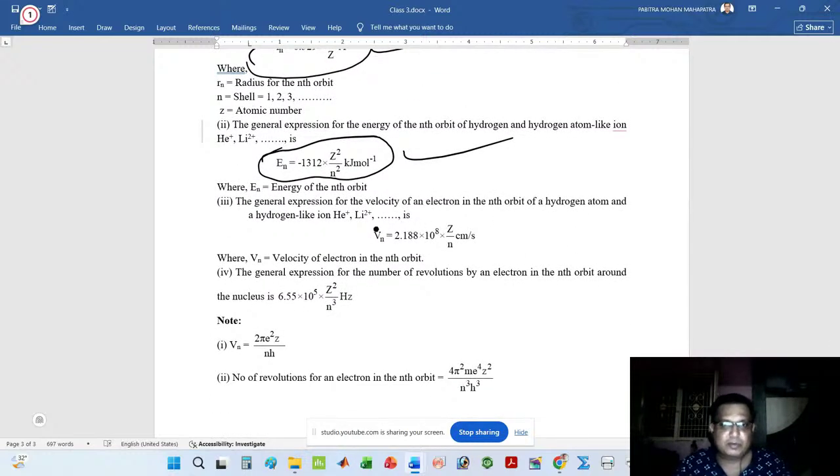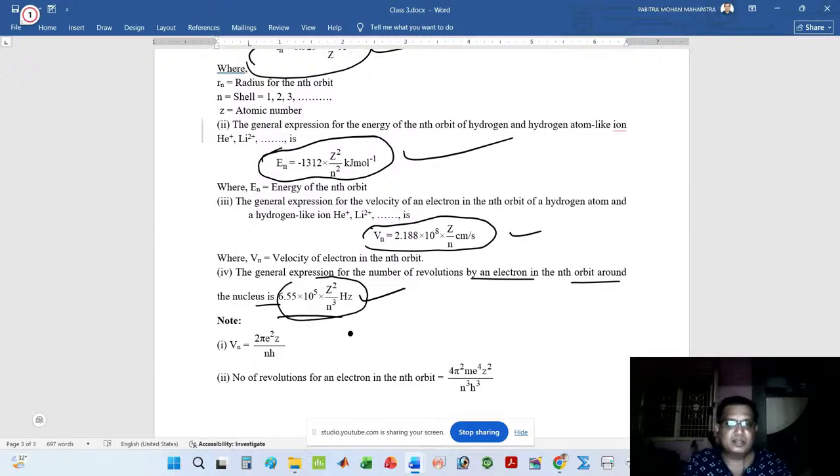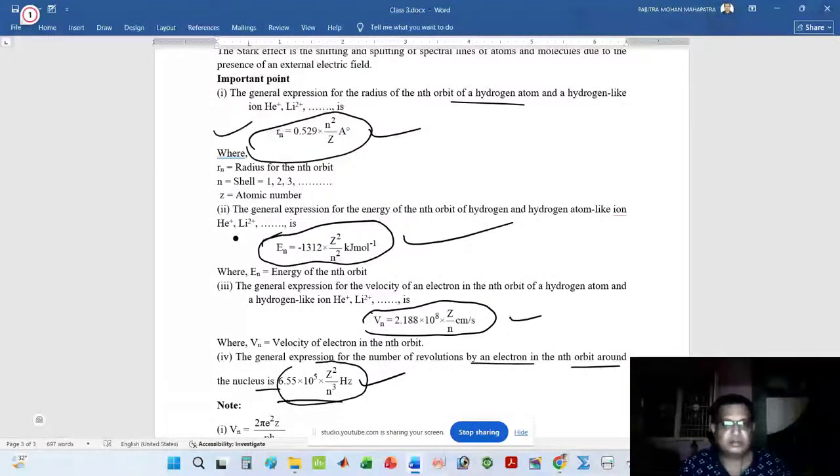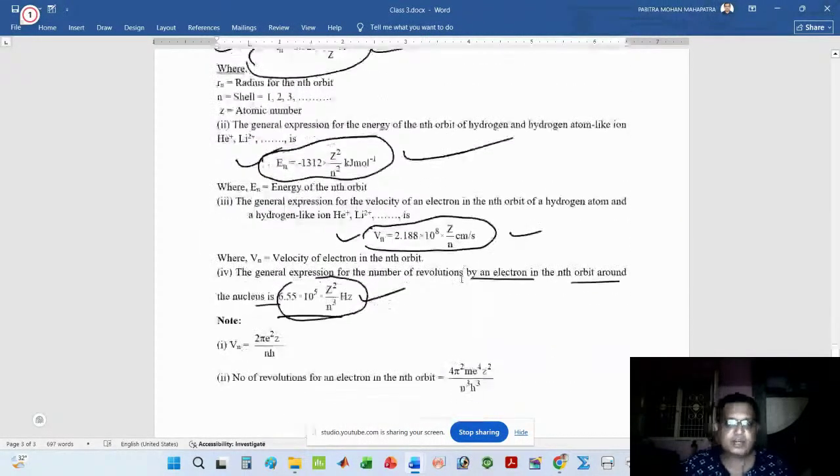Similarly, for the velocity of the electron, this is the short representation: Vn is equal to 2.188 into 10 to the 8 into z by n cm per second. And this is the general expression for the number of revolutions by an electron in the nth orbit around the nucleus: 6.55 into 10 to the 15 into z square divided by n cube. By using these short equations, in this class I will explain some problems related to Bohr's atomic model.